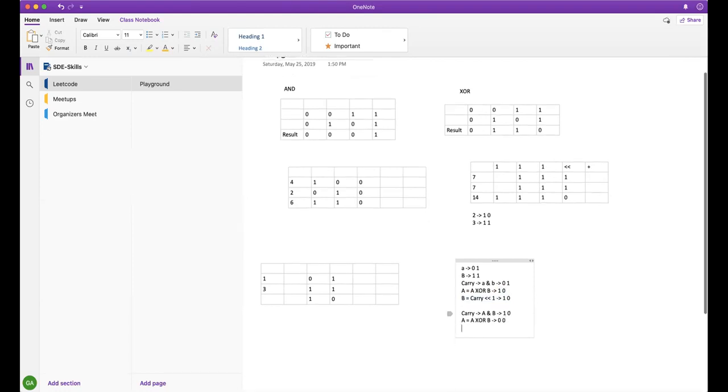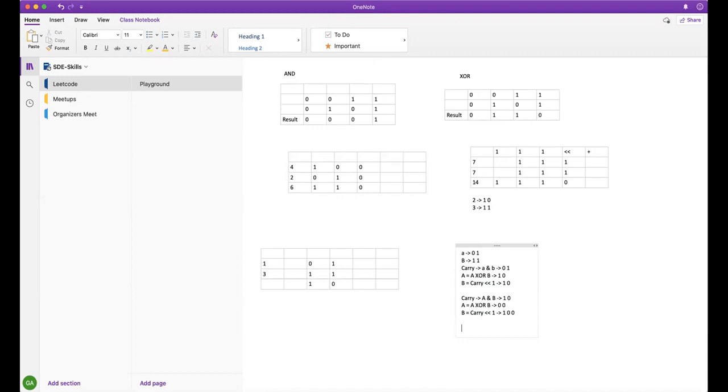Okay, what should be the B then? Carry left shift. Whatever our carry is, 1 0, so it will be 0 0, 1 0 0. Okay, it cannot be like 0 0, because remember, if we are at 32, it will be shifted by 1, and then again.